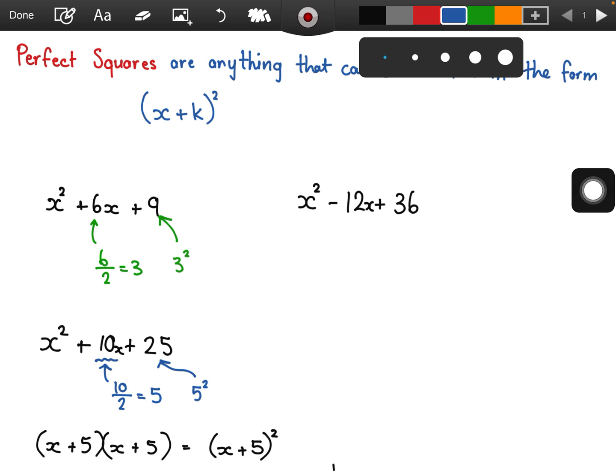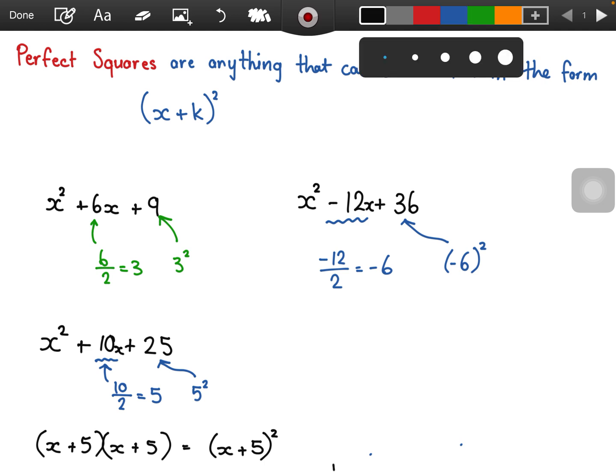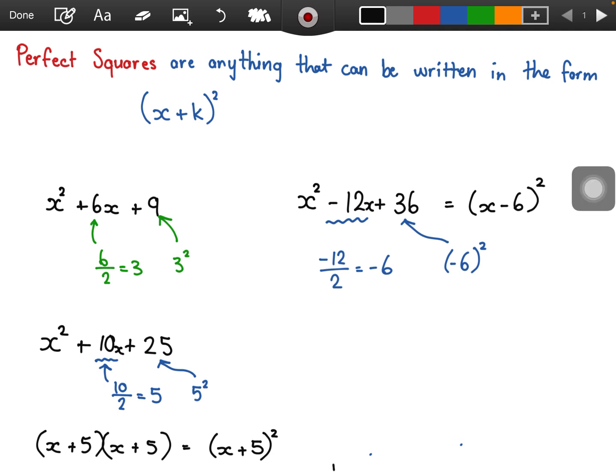Have a look at this one here then. Here, that middle number is a minus 12. So when I half it, I'm getting a minus 6. So that means that the end part should be minus 6 squared, so it should be plus 36. So is this a perfect square? Yes, because it can be written as x minus 6 to be squared.